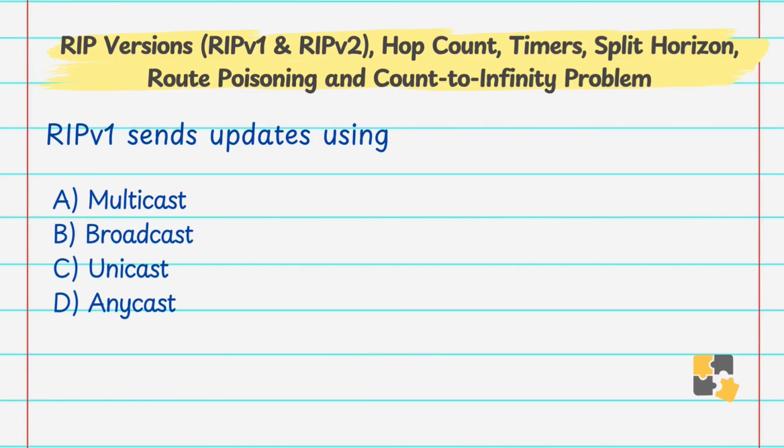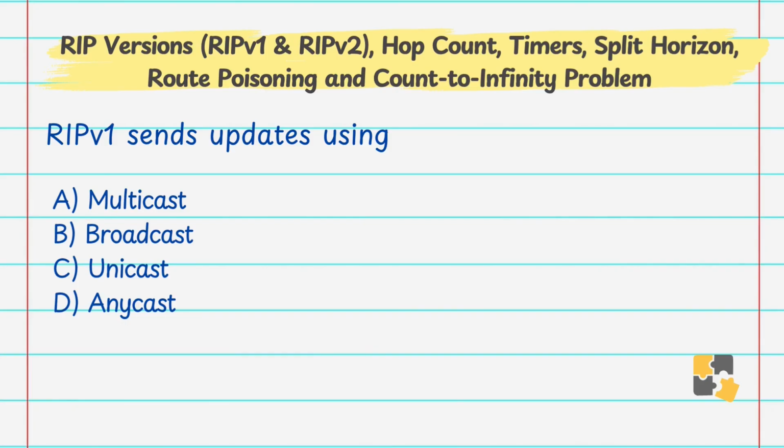RIP v1 sends updates using A. Multicast, B. Broadcast, C. Unicast, D. Anycast. Answer is B. Broadcast. RIP v1 broadcasts the routing updates while RIP v2 uses multicast.